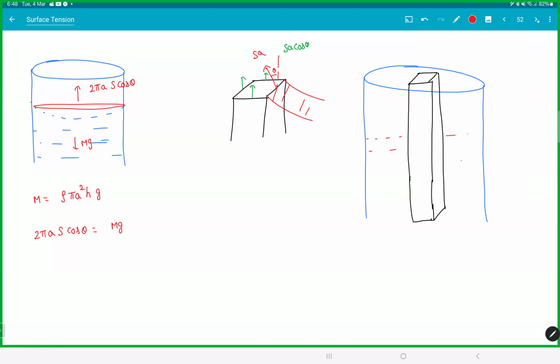let's say the liquid is still here. So one, there is a force due to this guy, which is 2 pi a S cos theta. This is still there. Then we have the square frame's force, which is 4 SA cos theta, that is balancing the new weight m dash g. Any doubts on the FBD?